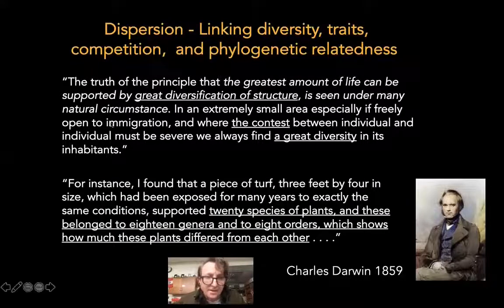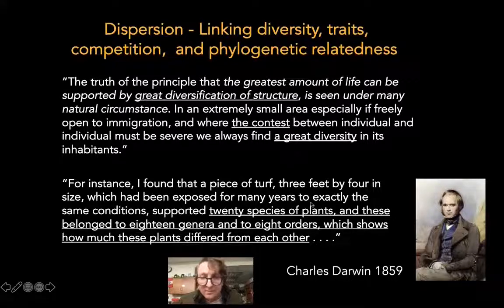And he gives this one example. He was looking, I believe, at a meadow in England, and says, "For instance, I found that a piece of turf, 3 feet by 4 in size, which had been exposed for many years to exactly the same conditions, supported 20 species of plants, which belonged to 18 genera and to 8 orders, which shows how much these plants differed from each other." When he's talking about differing from each other in terms of diversity, it's not differences in genera, orders and species, but the differences he's referring to are differences in structure, morphology, and traits.